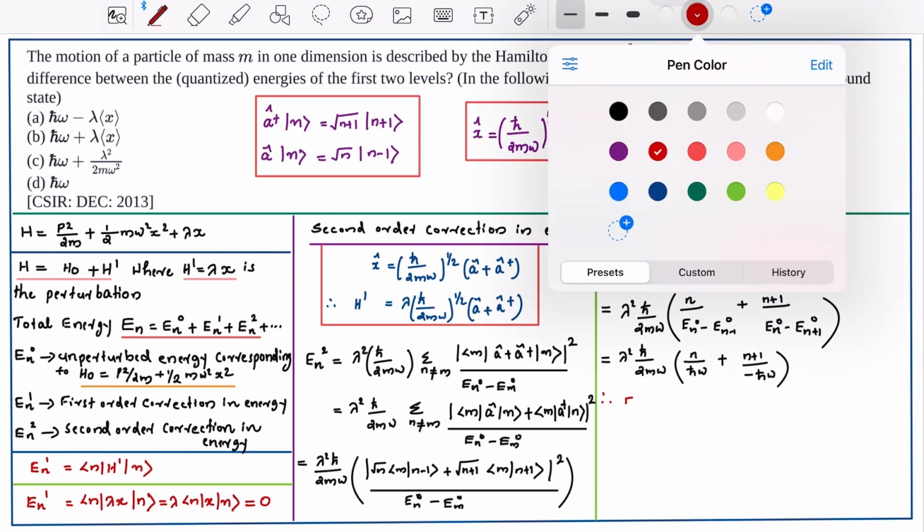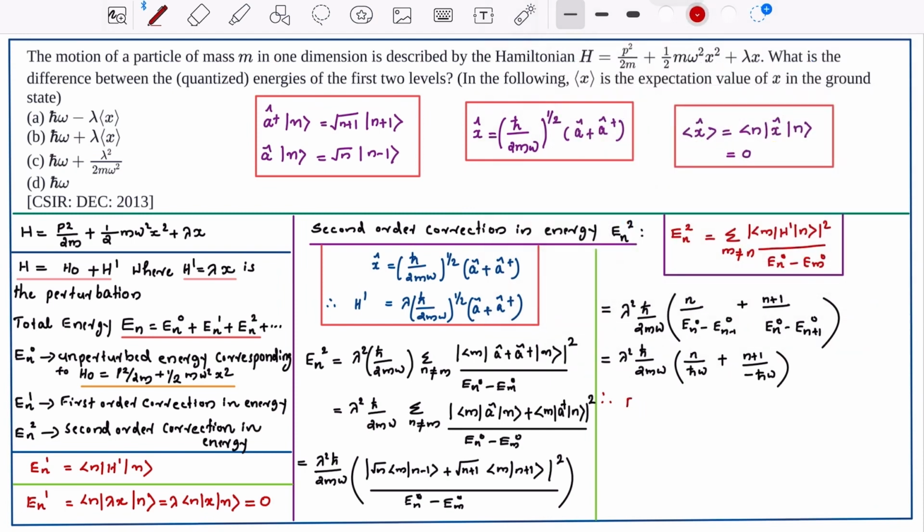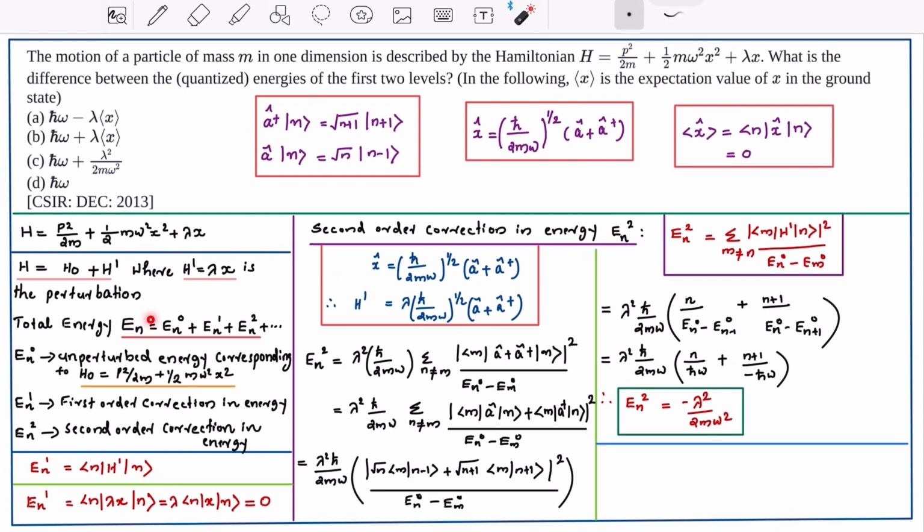Thus we have En2 that is equal to, after simplification, minus lambda square by 2m omega square. This is the second order correction in energy. Now we have the energy corresponding to the unperturbed Hamiltonian En0, also the first order correction in energy En1, and also the second order correction in energy En2.